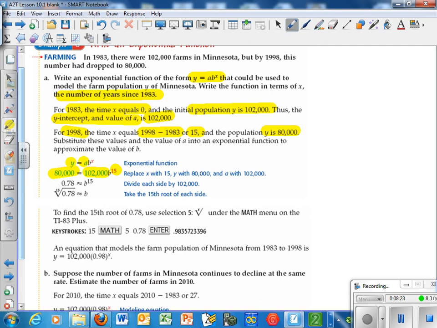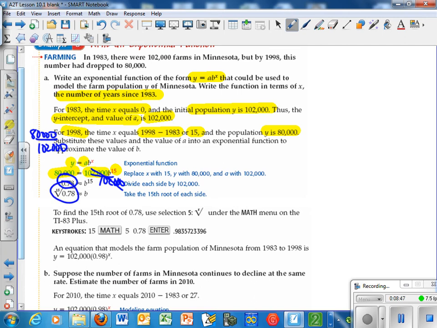So what they did is they actually took 80,000 and they divided by 102,000 here to get rid of it. So they took 80,000 and divided by 102,000. And they rounded it off. That's where that 0.78 came from. Now if that's b to the 15th power, you take the 15th root of 0.78 on your calculator.